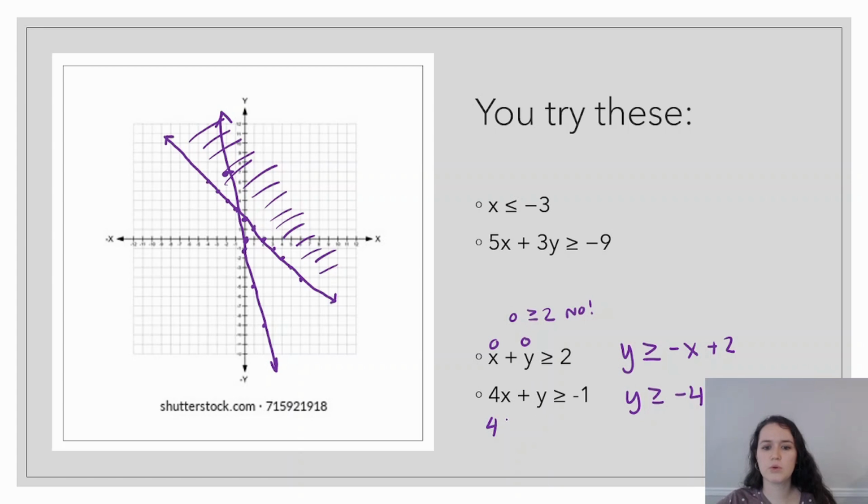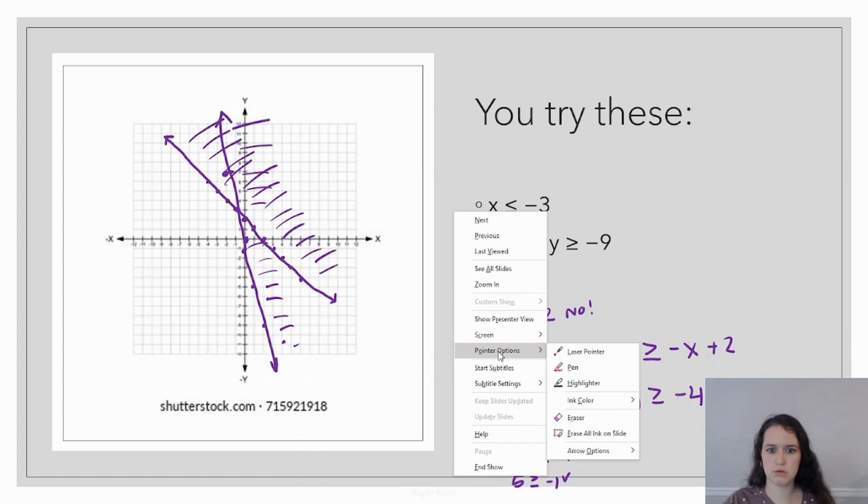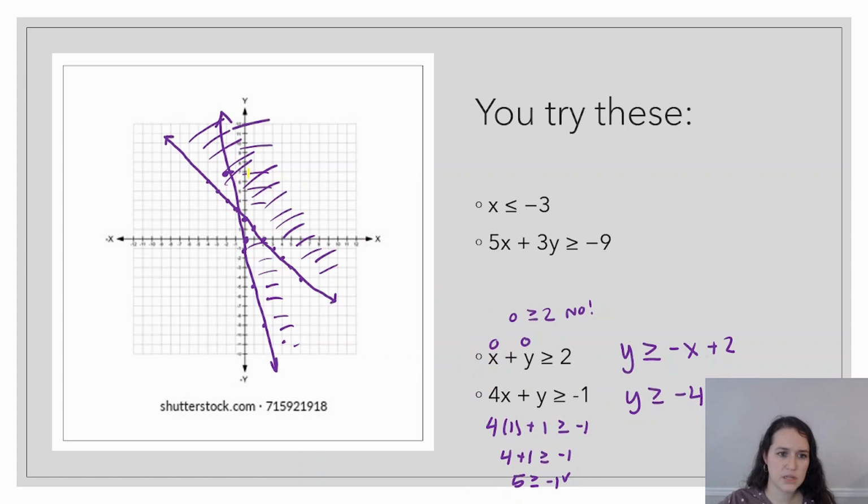So I'm going to plug in the point 1, 1. And that's going to be 4 plus 1 greater than or equal to -1. So I get 5 is greater than or equal to -1, which is true, which means this point right here is in the area where my answers are true. So I'm going to go ahead and shade this side of my line, and that's all down here too. So that means, get my highlighter back out, that means the area that I want is through here.